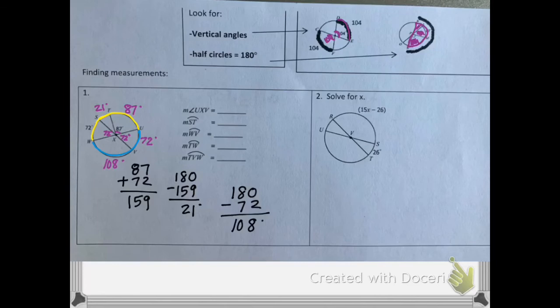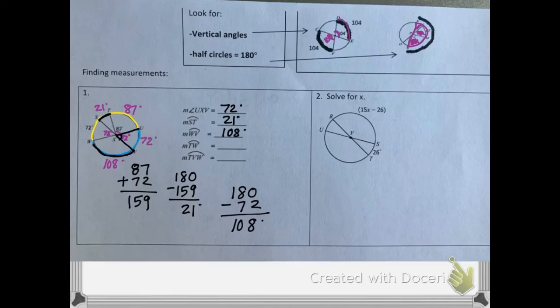So the measure of angle UXV, that is the central angle. If I trace UXV, that would be this angle here, which is 72 degrees. And then the next four are arcs. So since the next three arcs have two letters, my answer should be less than 180. So if I trace ST, ST is from here to here. So that would be 21 degrees. WV. So WV is from here to here. That would be 108 degrees.